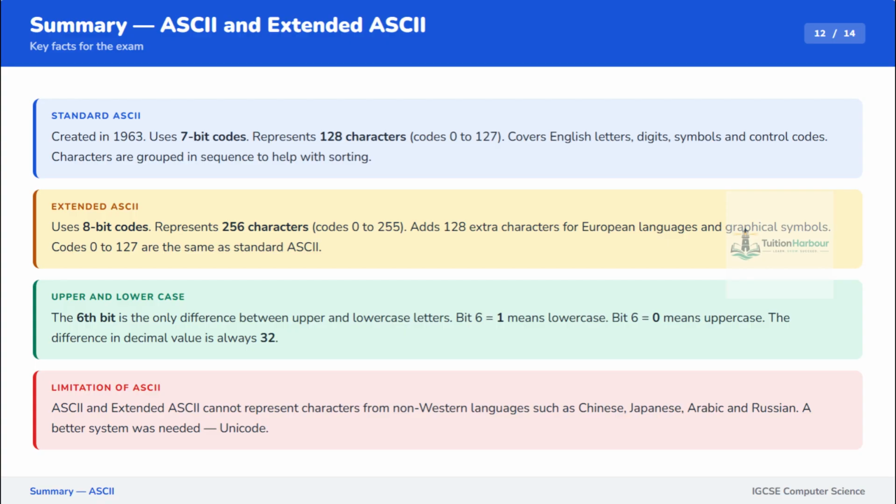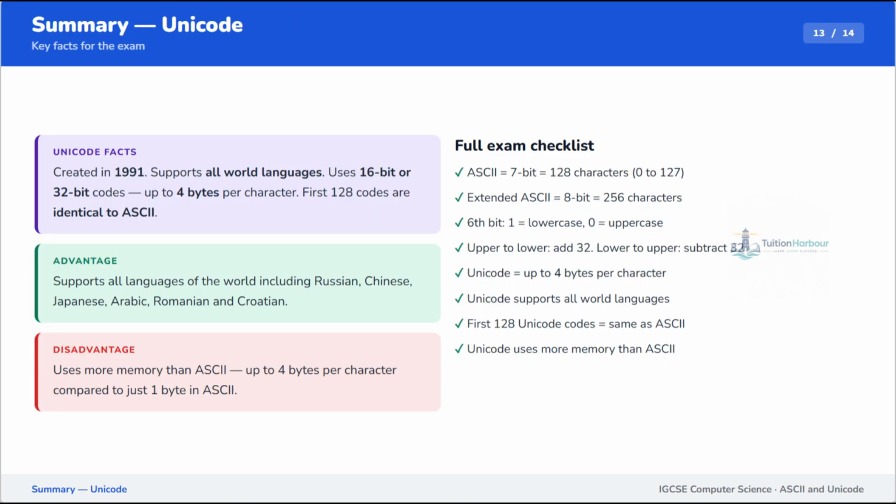Summary of ASCII. Standard ASCII uses 7-bit codes giving 128 characters created in 1963. Extended ASCII uses 8-bit codes giving 256 characters. The 6th bit determines upper or lower case. 1 means lowercase, 0 means uppercase. The decimal difference between upper and lowercase is always 32. ASCII cannot represent non-Western languages.